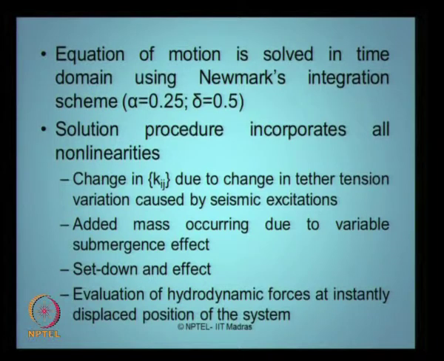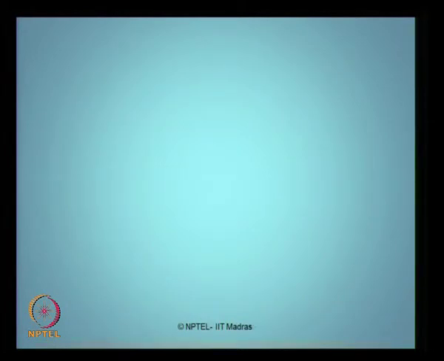the solution procedure, look at it here, will incorporate all the changes in the stiffness matrices Kij, because this is going to be a function of change in tether tension caused by seismic excitation. So my Kij will get updated in my solution procedure. Added mass will also get updated because of the variable submergence effect or the buoyancy effect. Set down and its effect will also be accounted for in the analysis, plus the hydrodynamic forces are instantly evaluated in the displaced position of the platform. So all these non-linearities are accounted for in my analysis, and the solution procedure takes care of this.